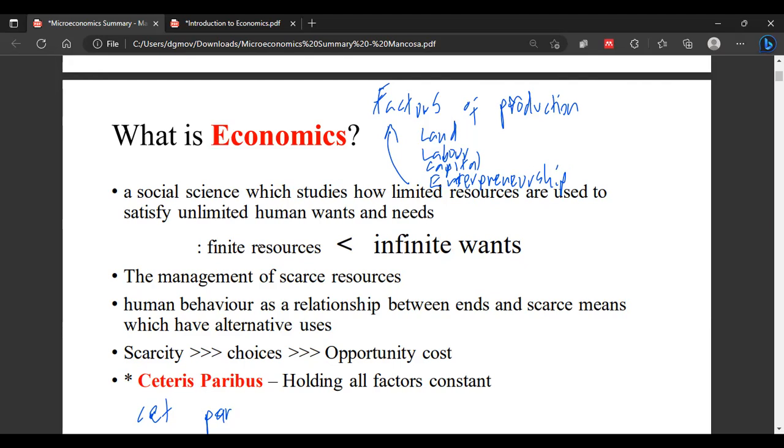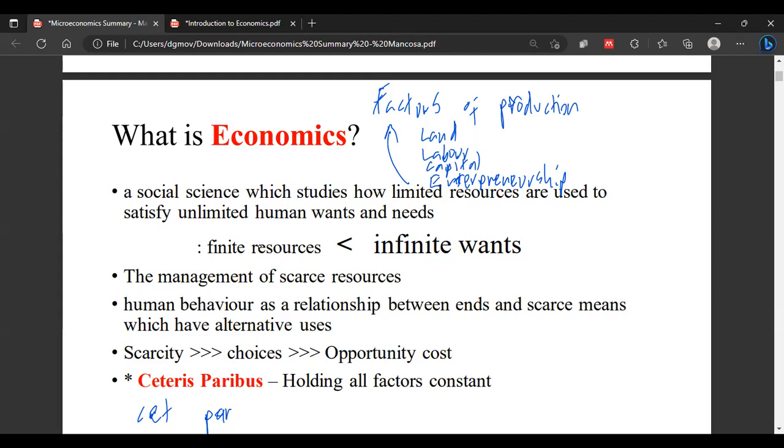Now we speak of capital. And remember what I said about capital. Capital is not money. And money is not a factor of production. We will get to learn about money next semester, right? But now we only need to understand that money is simply an agent of exchange or a medium of exchange, not a factor of production.